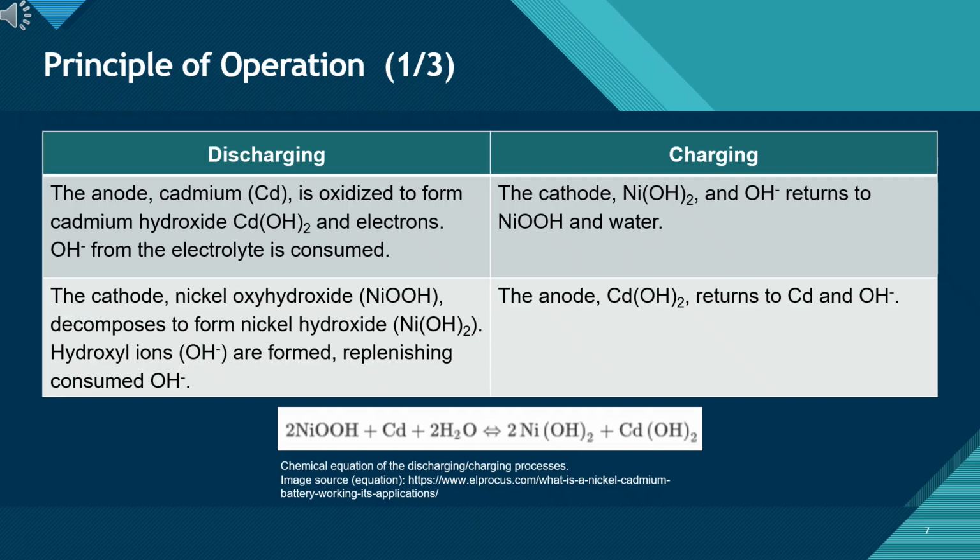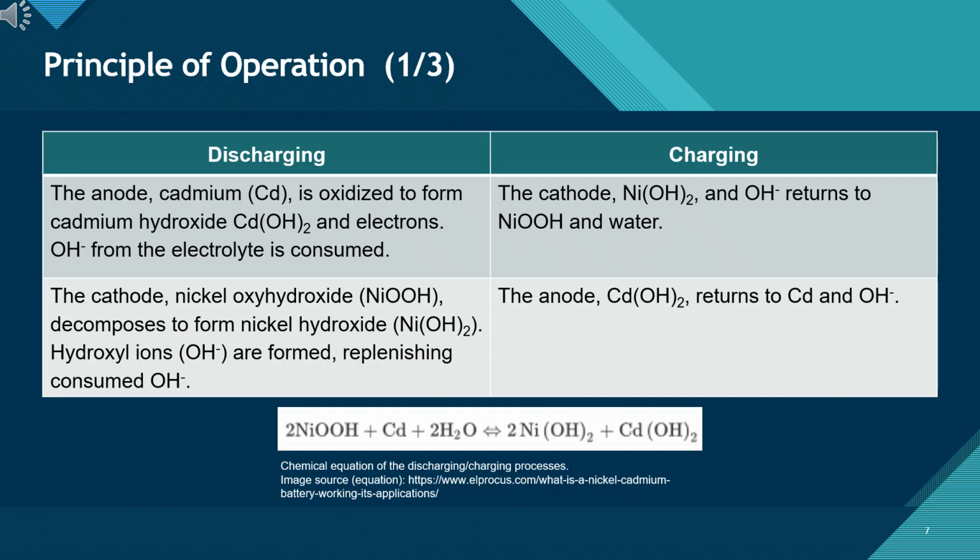During charging, the reactions reverse. The cathode regenerates NiOH from NiOH2, and the anode converts CdOH2 back into metallic cadmium. Essentially, the battery is restored to its original state, ready for another cycle.